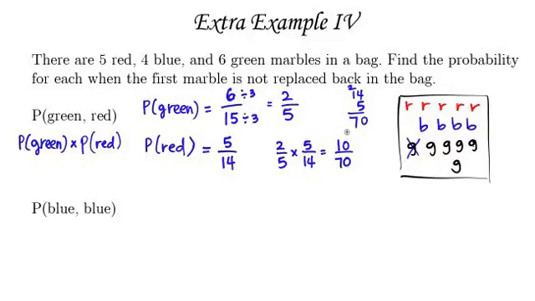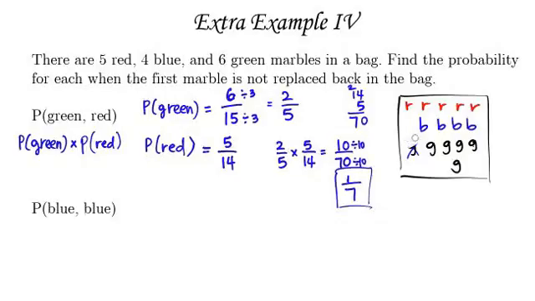Now, it's a fraction, so I have to simplify it. What number goes into both, top and bottom? 10, so I divide by 10 for each. I get 1 over 7 as my answer. So the probability of picking a green, and then afterwards, without replacing it back in, picking a red marble is 1 over 7.